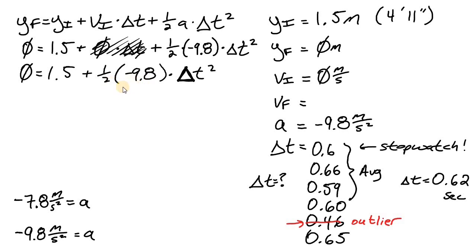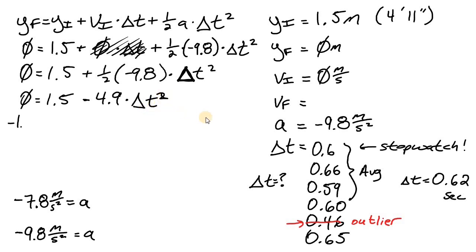Let's simplify this. What's 1/2 of negative 9.8? Oh, it's going to be positive times a negative. Positive times a negative will give us a negative number, right? So it's going to be negative 4.9 times delta t squared. Okay, so now let's continue to solve this out. We want to actually isolate our delta t squared. Keep in mind that this is delta t squared. Okay, so how do we go about doing that?